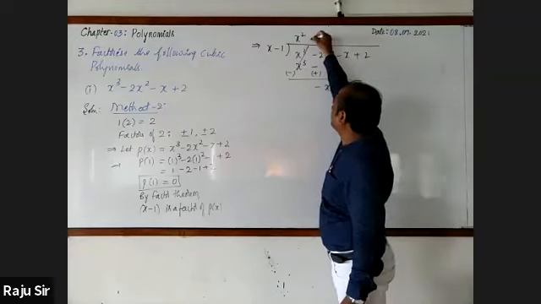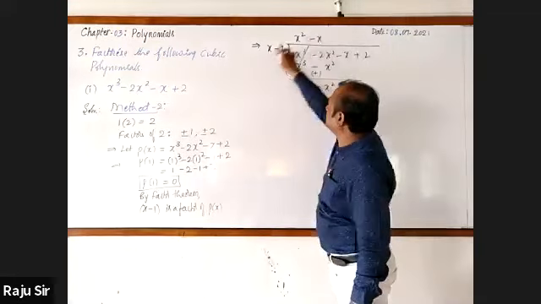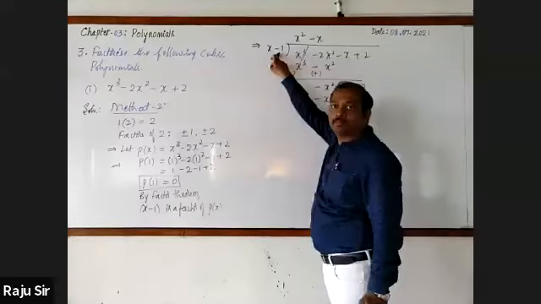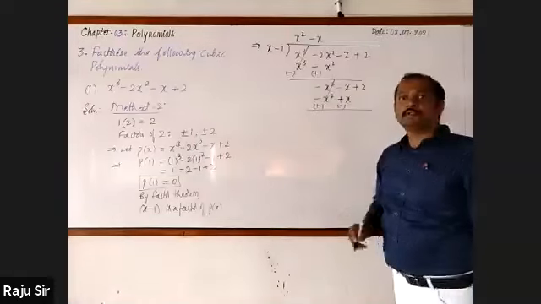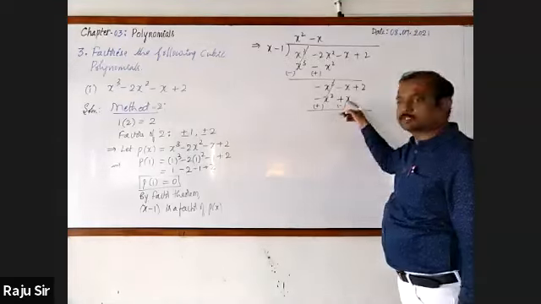What should we multiply? Minus x. Minus x into x is minus x square, minus x into minus 1 is plus x. Change the sign: plus minus. Minus 2x get cancelled. Minus 2x plus 2. Minus 2 into x is minus 2x, minus 2 into minus 1 is plus 2.